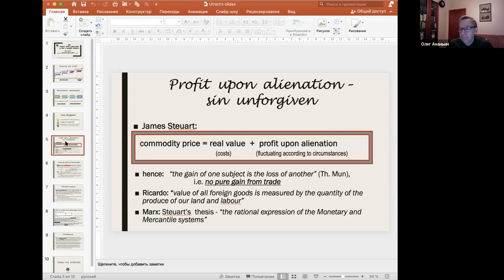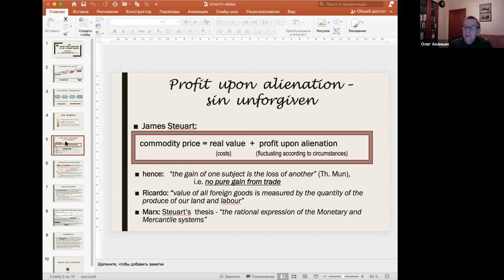So he also shared this idea that Stewart actually denied the idea, also existing in mercantile literature, that trade is the main source of wealth, despite this Thomas Mann phrase about no pure gain. But of course, we can find a lot of expressions that it is trade that produces wealth, and in Mann also, not only this. Actually, this phrase in Mann is not clear whether it is about foreign trade or not. It is more general, but this idea existed. I do not deny this.